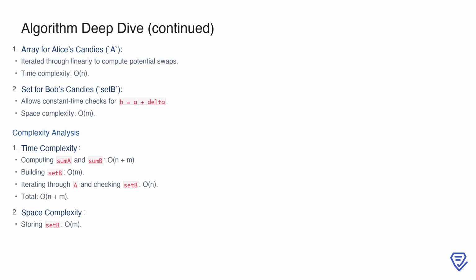Next, let's analyze the overall complexity. Computing the total candy sums, sumA and sumB, takes O(n + m) time. Building the set B from Bob's collection takes O(m). Finally, iterating through Alice's collection and performing constant time checks in set B takes O(n). Combining these steps, the total time complexity of the solution is O(n + m), while the space complexity is dominated by the storage of set B, which is O(m).